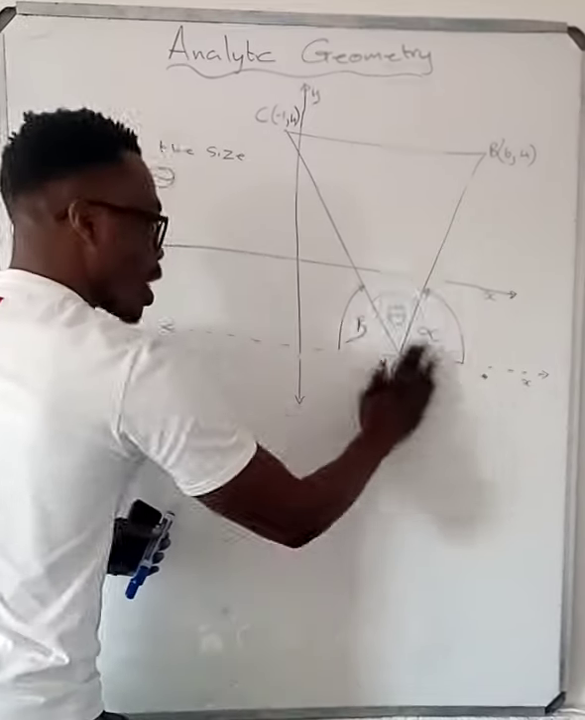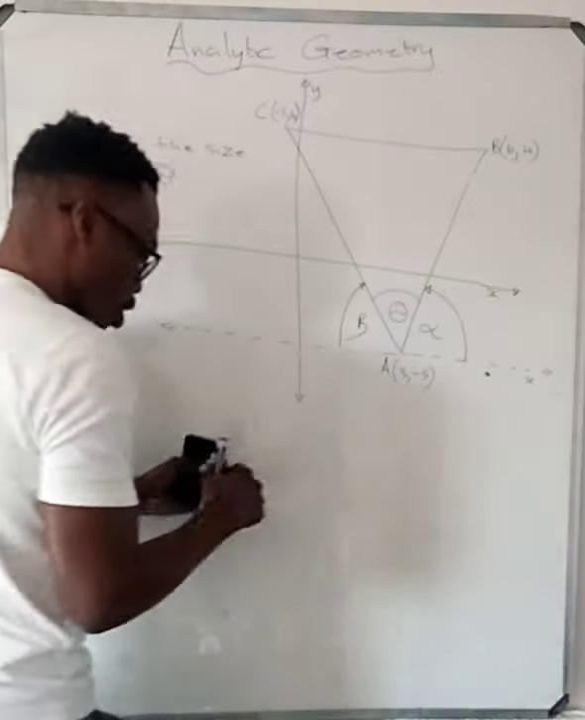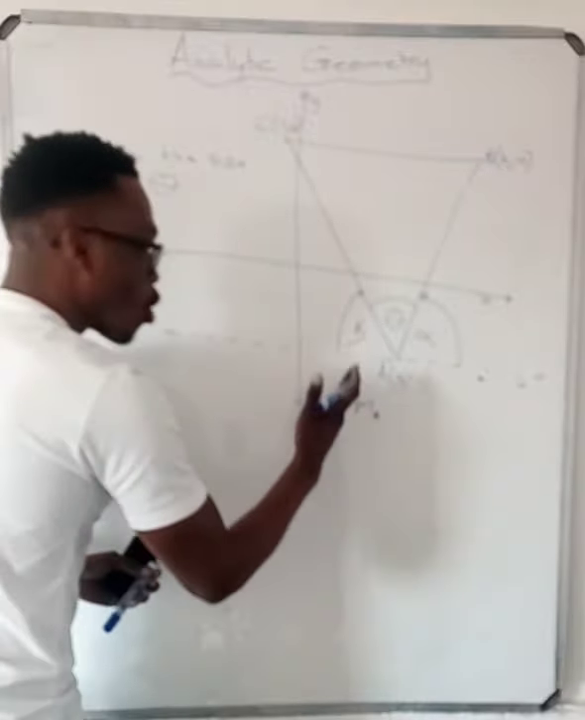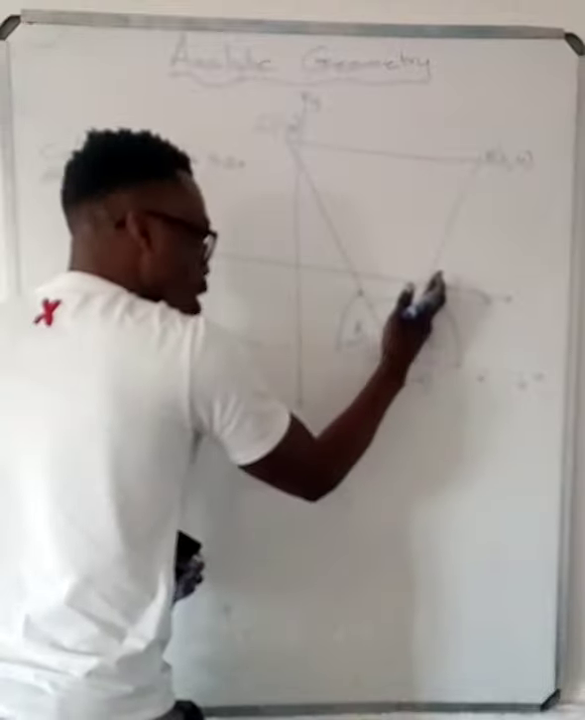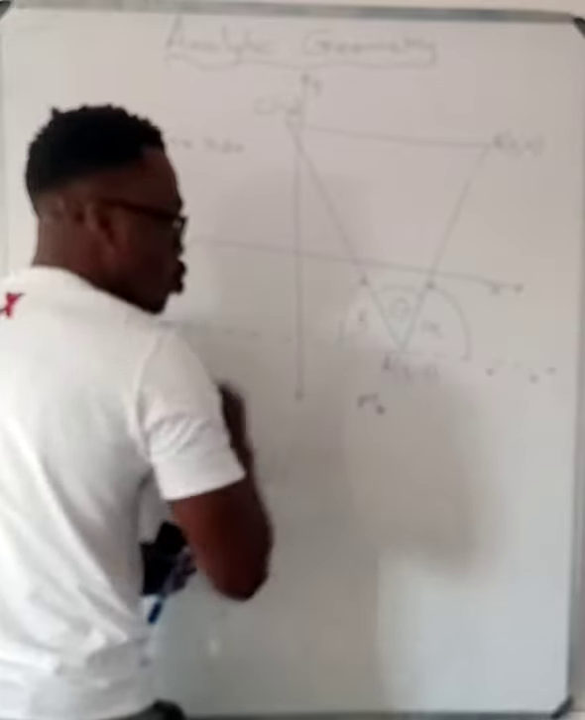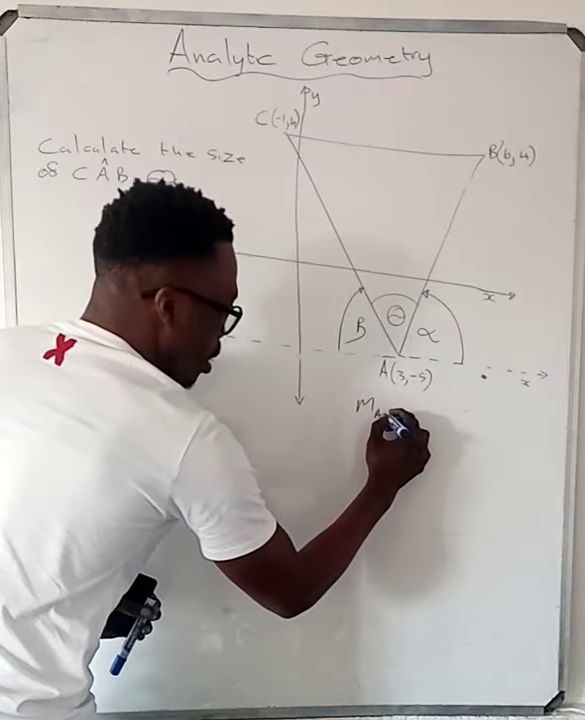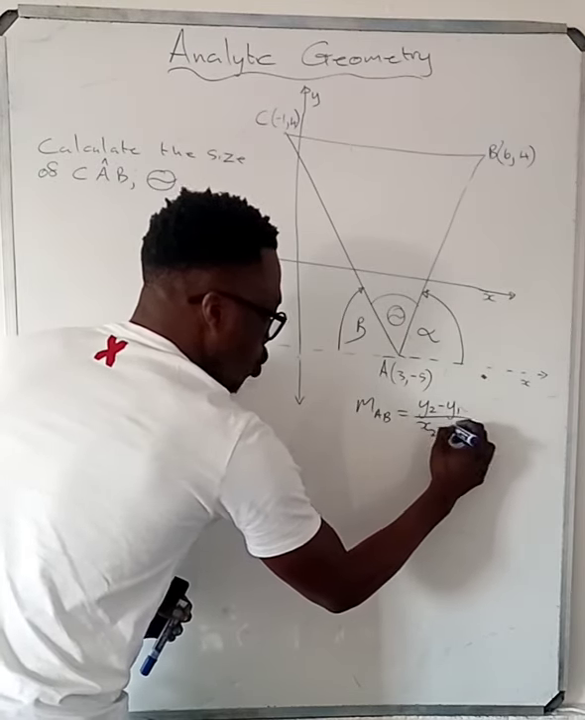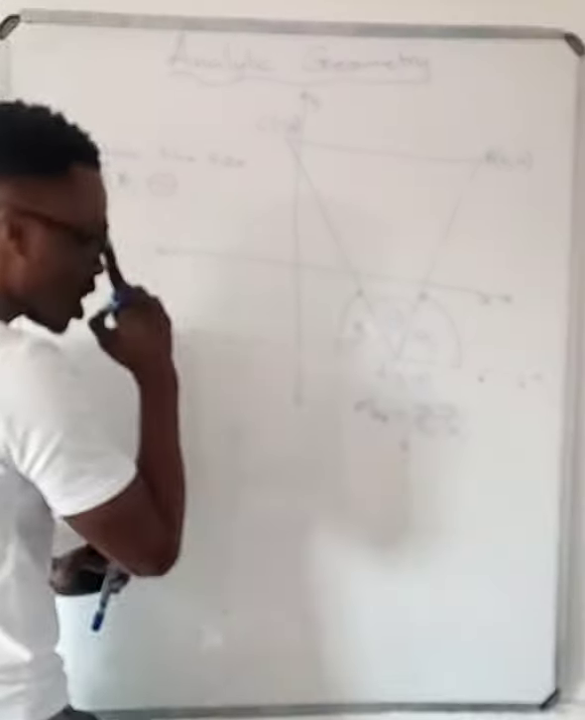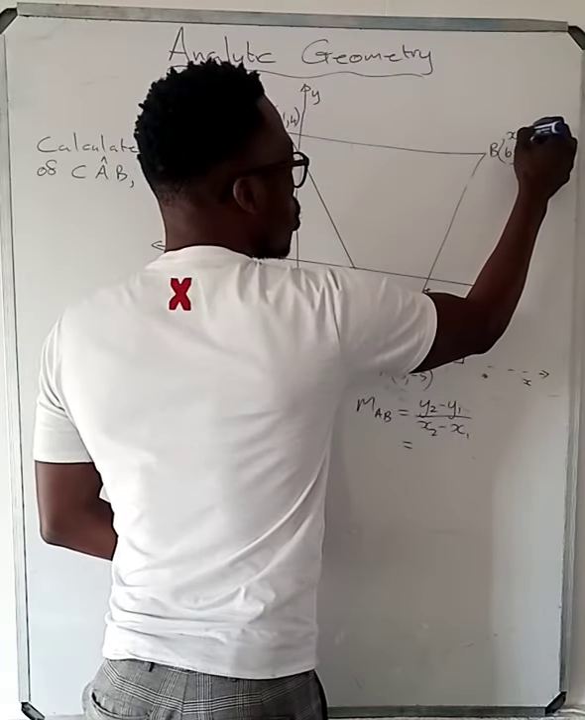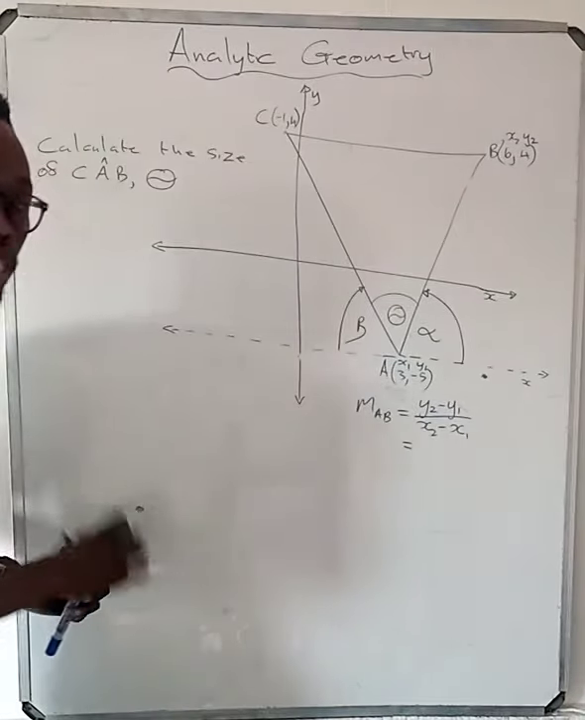Let us start on that side. We must first calculate the gradient of AB. The gradient of AB is equal to y2 minus y1 over x2 minus x1, where we label x1 and y1, x2 and y2.